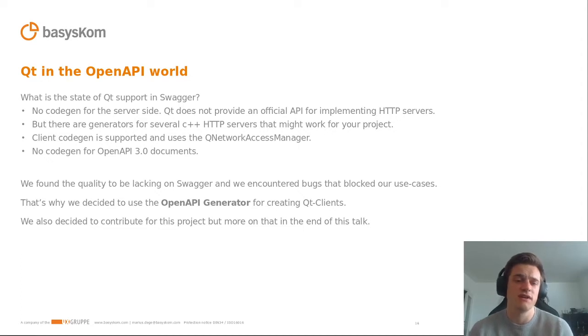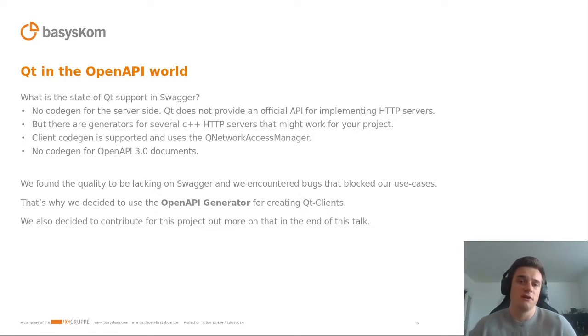The code gen does not support OpenAPI 3.0 documents. This is due to the fact that they have two branches, as I mentioned earlier, for each version, 2.0 and 3.0. And the codegen from Swagger 3.0 has no Qt code generator. And so we found the quality was a bit lacking on Swagger. We also encountered some bugs that blocked our use cases.